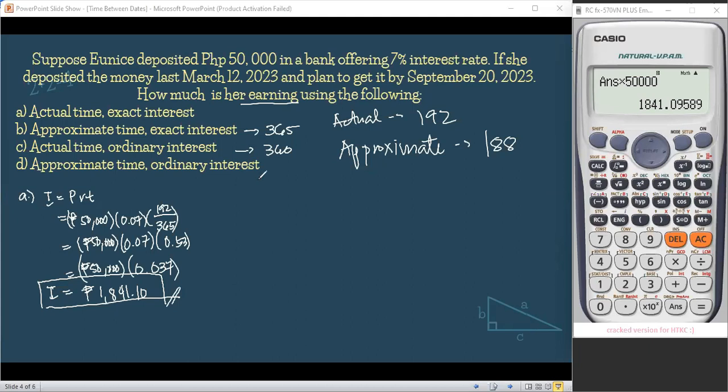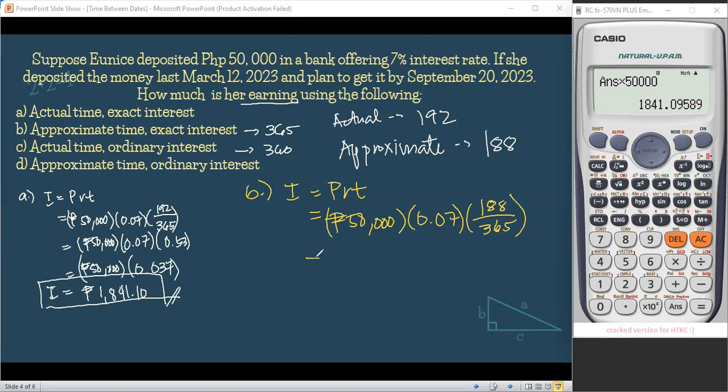For letter B naman po, again, also we have I is equal to PRT. And our principal po again, that is 50,000 times po the rate of 0.07 times the time of, this time approximate naman po. So pag sinabi po natin approximate time and exact interest, ito po 188 over 365. So we have 188 over 365 and we're going to use our calculators now.